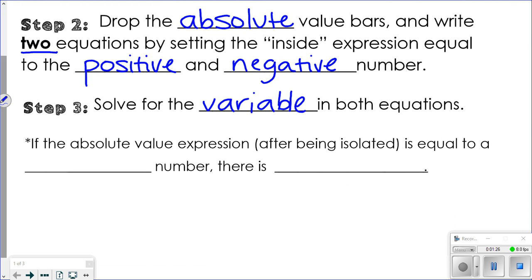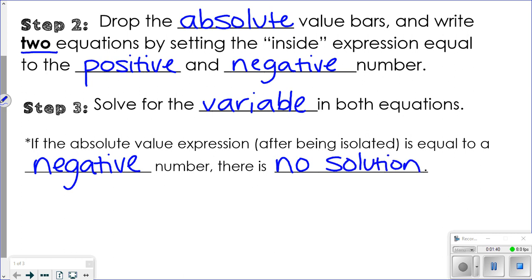If the absolute value expression after being isolated is equal to a negative number, there is no solution. Absolute value is the distance away from 0 or from 2. So remember, absolute value cannot be negative. Our answer can be a negative number, but we cannot be set up equal to a negative. So let's go through some examples here.